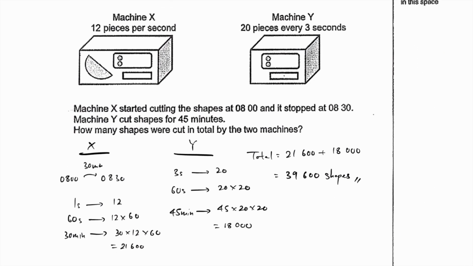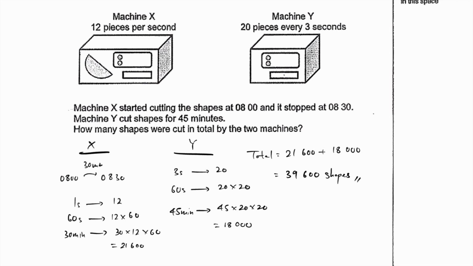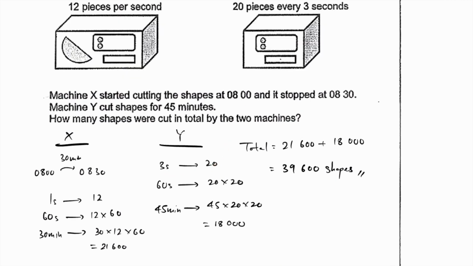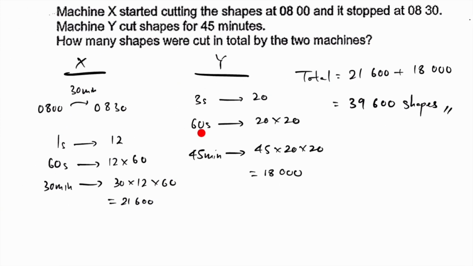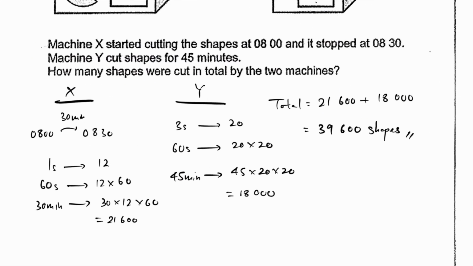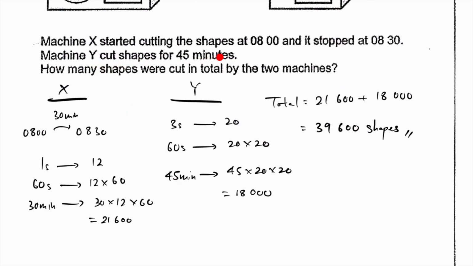All right. Now, what about the rate for Y? So 3 seconds, 20 pieces as shown here. That means in 60 seconds, also known as 1 minute, you multiply this by 20. How about in 45 minutes? Because Y cut shapes for 45 minutes. So this is per minute, this is 45 minutes. You multiply by 45, you get 18,000. Total cut would be this number plus this number, gets you this number.